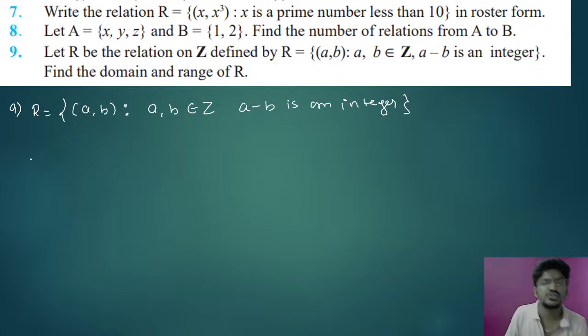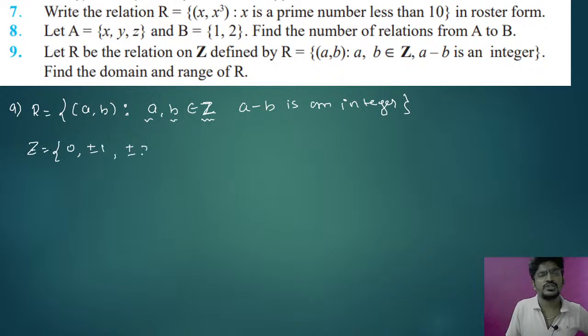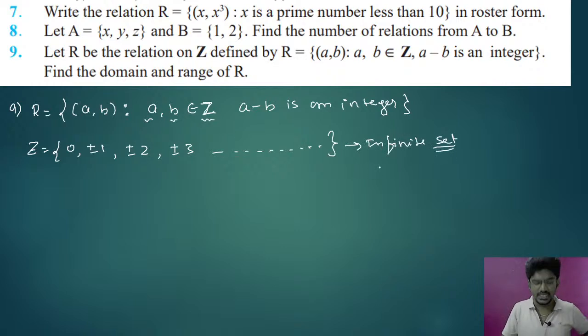Okay, students. So see here. This is a really very interesting problem that you have to understand. See, (a, b) belongs to the integer set. That means Z is equal to 0, plus or minus 1, plus or minus 2, plus or minus 3, and so on. This is an infinite set.